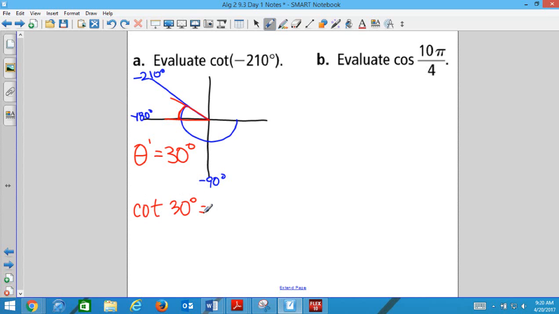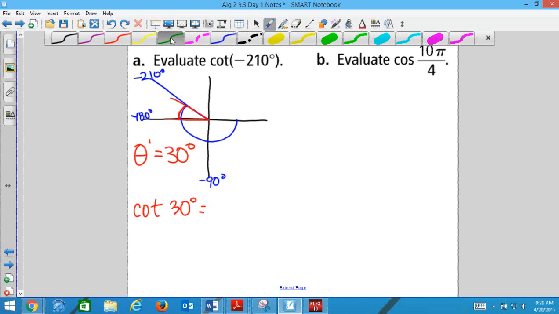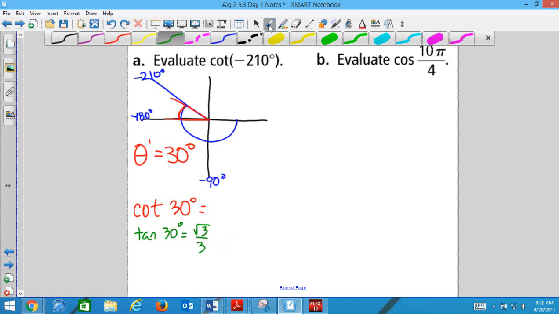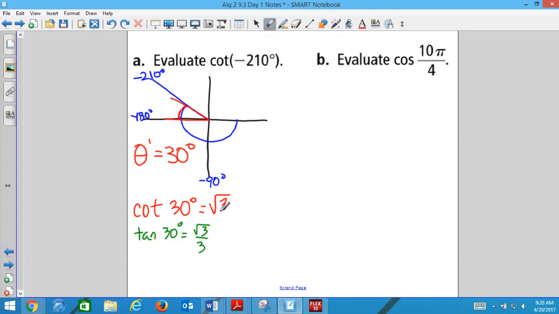If you don't have that one memorized, you might think, what's the tangent of 30 degrees? And if you don't have that one memorized yet, then you're going to have to look it up. I know the tangent of 30 degrees is radical 3 over 3. So the cotangent of 30 degrees is just radical 3. So my final step is determine what sign cotangent is in this quadrant. Cotangent is x over y. One of them is negative. So the cotangent of negative 210 degrees is negative radical 3.